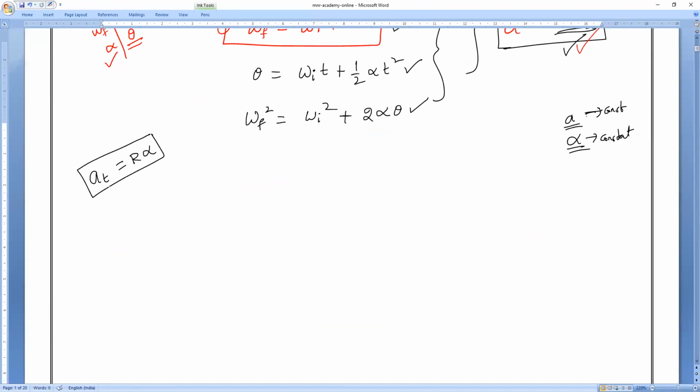So the equations which are always true, please remember, write it all of you. For example, velocity equals ds by dt. This is always true. Acceleration equals dv by dt. This is always true.